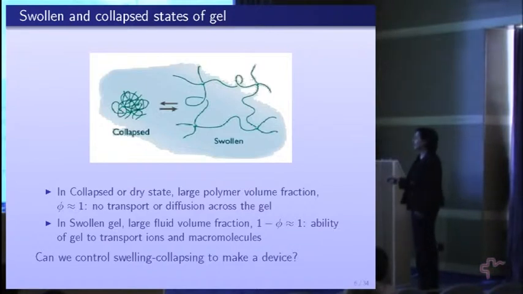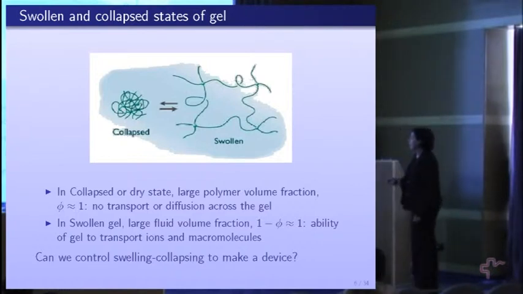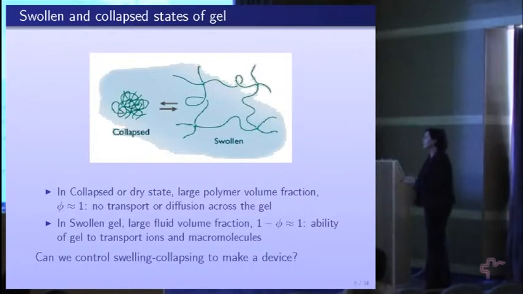So in the collapsed or dry state, the volume fraction of the polymer, phi, which you will not see very often, is near 1. When phi is near 1, it means that we have a large volume fraction of gel. The system is dry, and in this case there is no transport or diffusion across the gel.